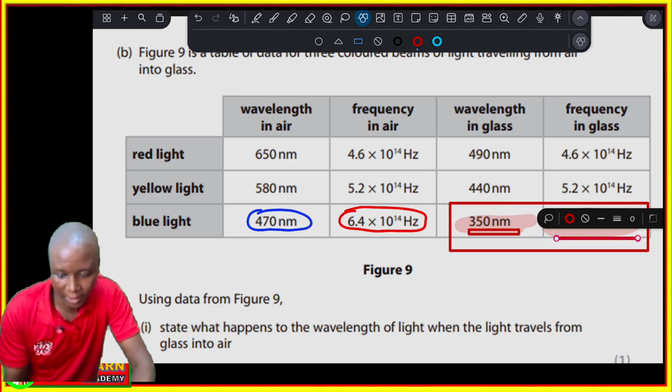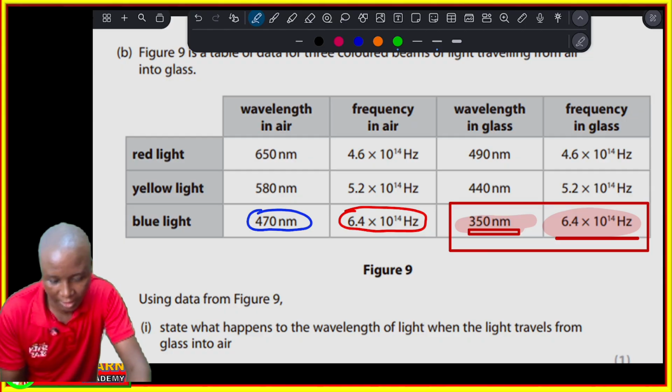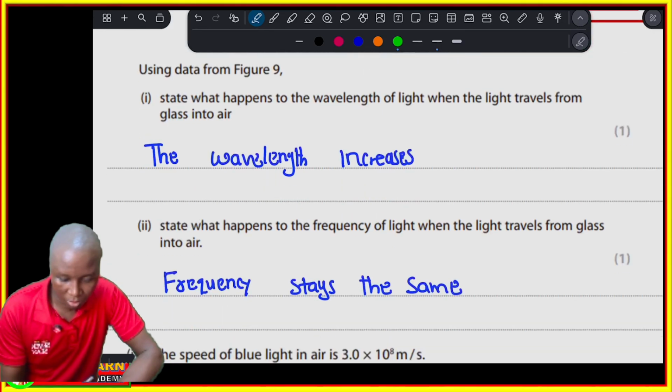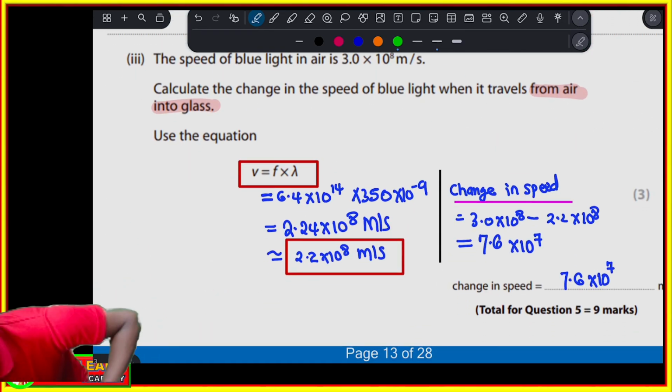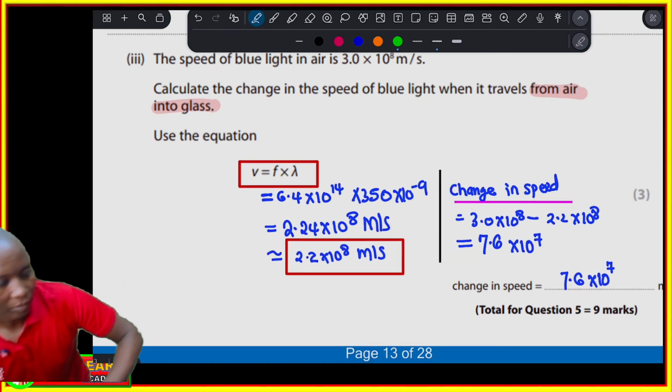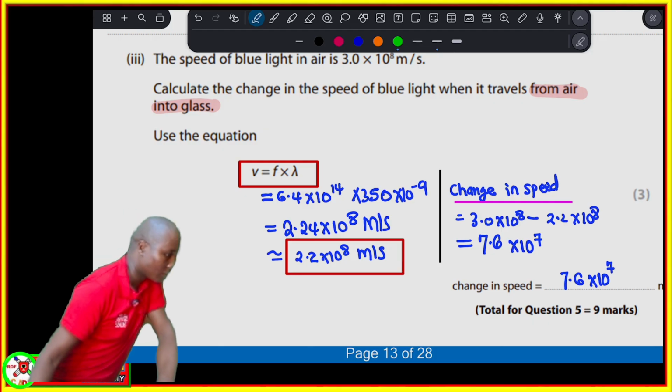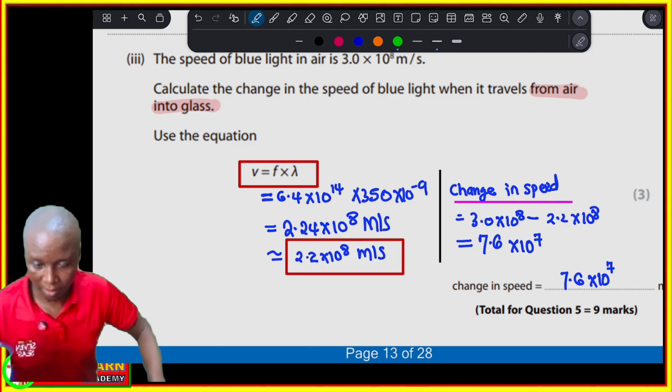Something that I need to remind you at this point is that nanometer is the same as 10 raised to power negative 9. So we had to convert this to meters by multiplying by 10 raised to power negative 9. Another area that was quite important for you to remember.